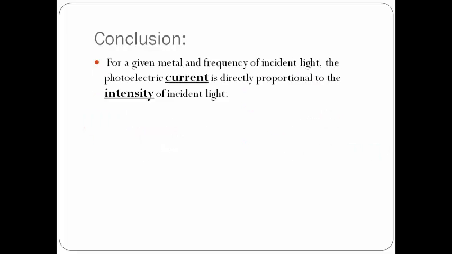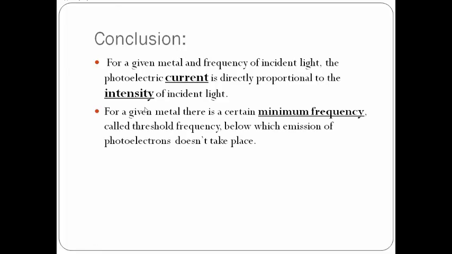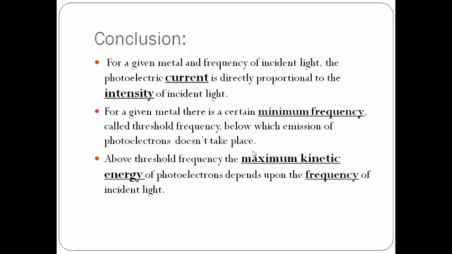So we can conclude that for a given metal and frequency of incident light, the photoelectric current is directly proportional to the intensity of light. So the current and intensity are related. For a given metal, there is a certain minimum frequency called threshold frequency, below which emission of photoelectrons doesn't take place. So you need to have a minimum frequency requirement met. Then above threshold frequency, the maximum kinetic energy of the photoelectrons depends upon the frequency of the incident light. Once you cross that threshold frequency, you can have more and more kinetic energy by changing the frequency of the incident light.